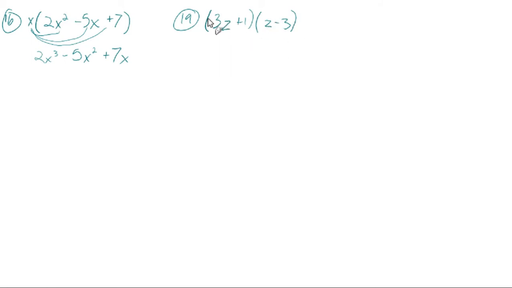So as long as we multiply this by everything in here and this by everything in here, we'll have done our due diligence. So we'll multiply 3z by z. That'll be 3z squared. And we'll multiply 3z by negative 3 and get negative 9z.